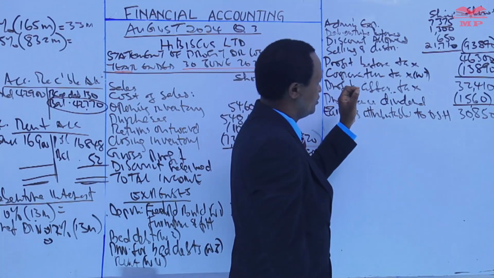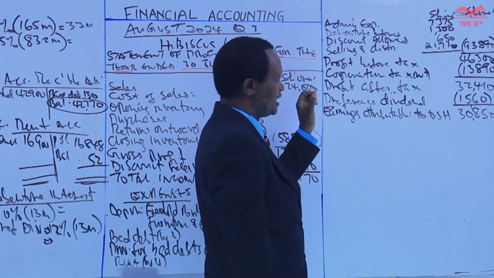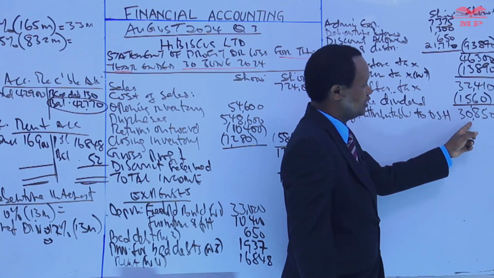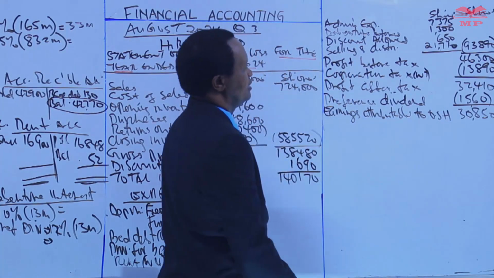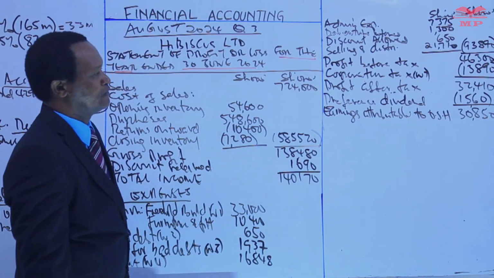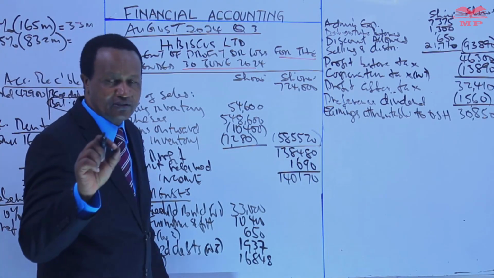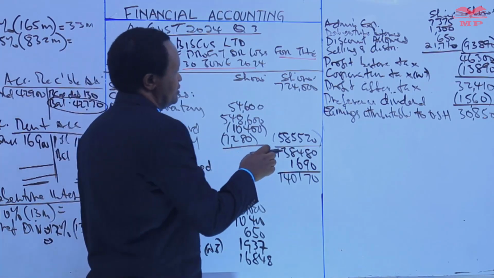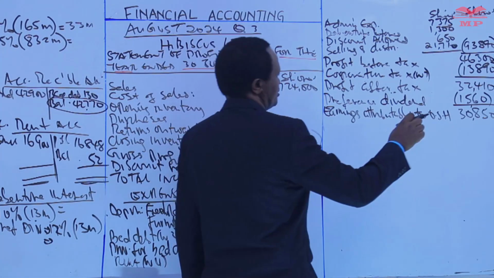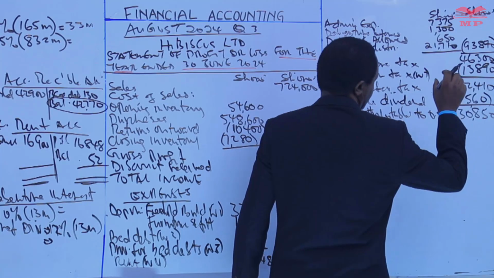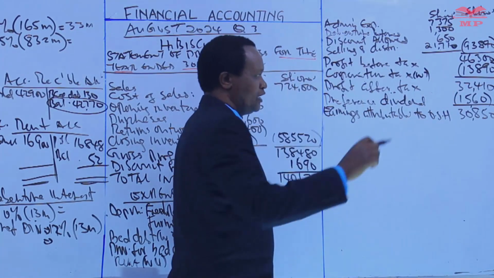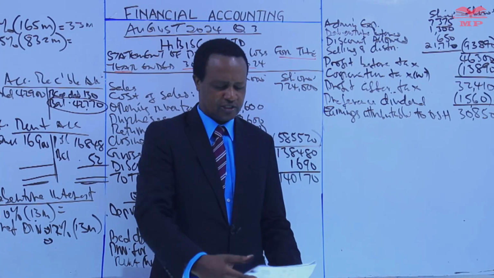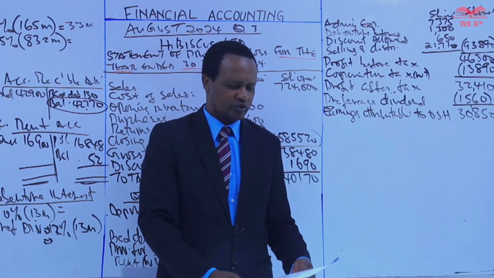Then the earnings attributable to the ordinary shareholders is 30,850,000. That is for the year. During this year, for the last 12 months, the earnings attributable to the ordinary shareholders is 30,850,000. So we go on and just follow the instructions.